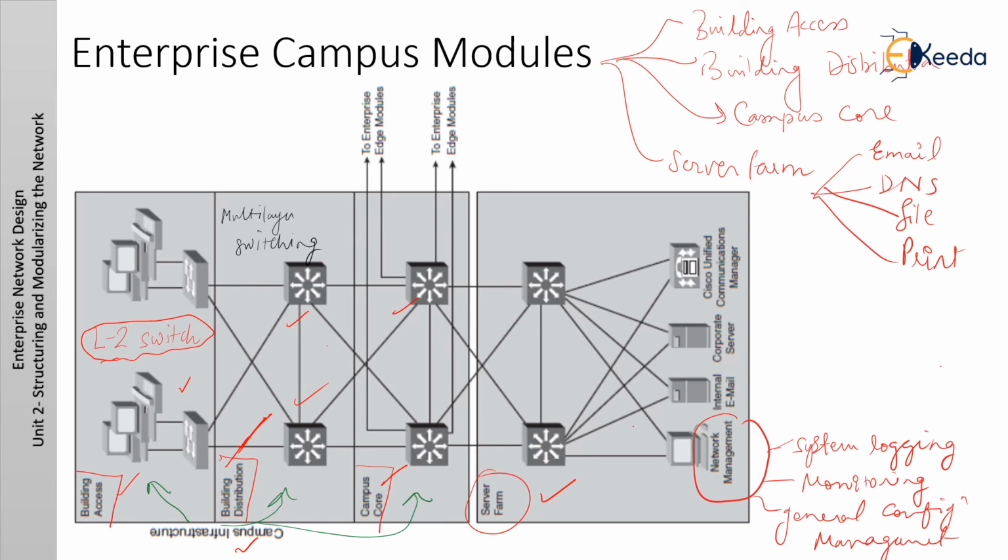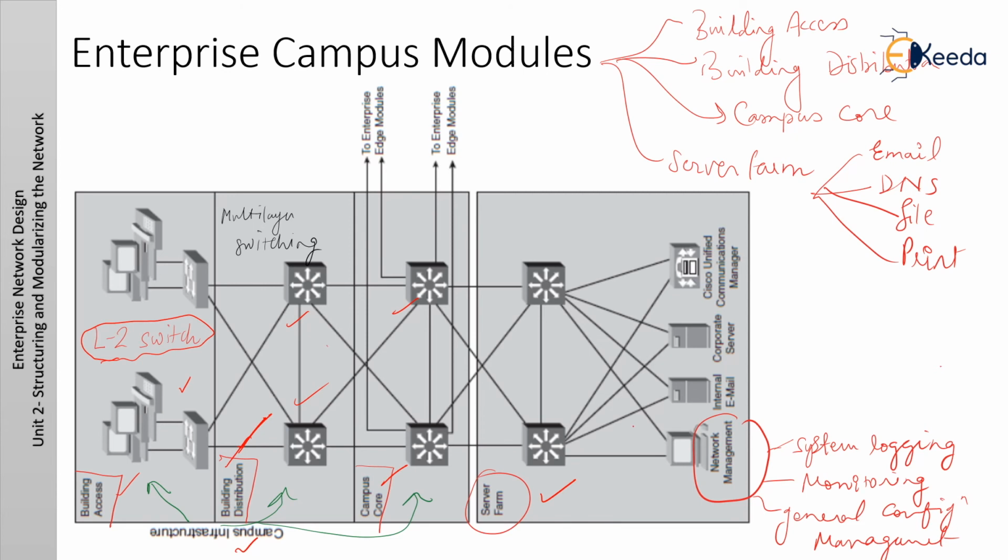The response follows the reverse path. Redundancy and load balancing between the building access and campus core layers are recommended. In this particular figure, the building distribution layer has two equal cost paths into the campus core layer. Okay.